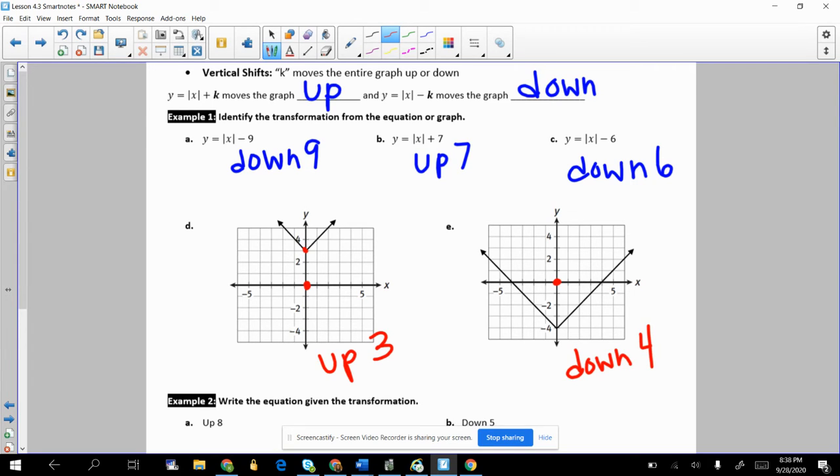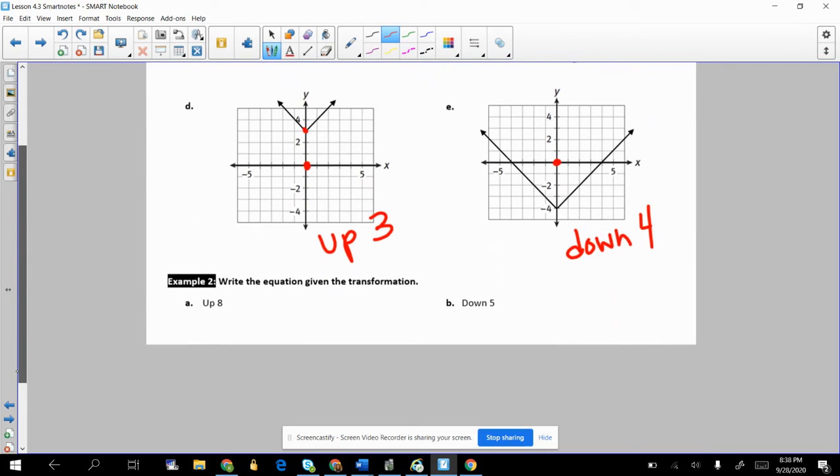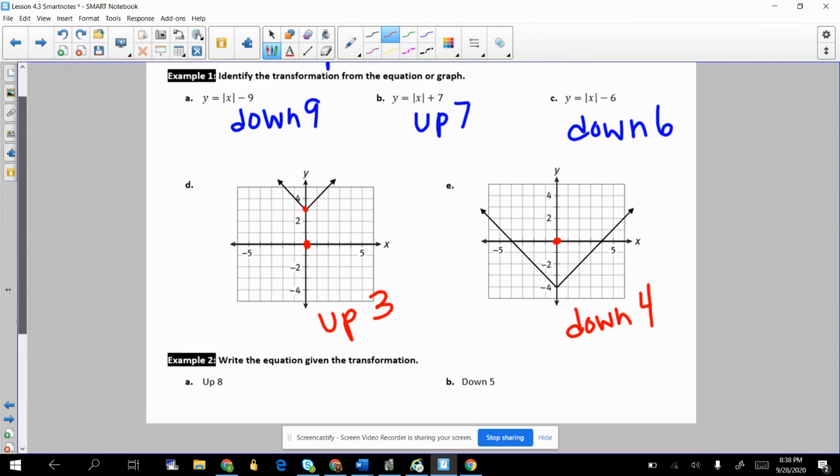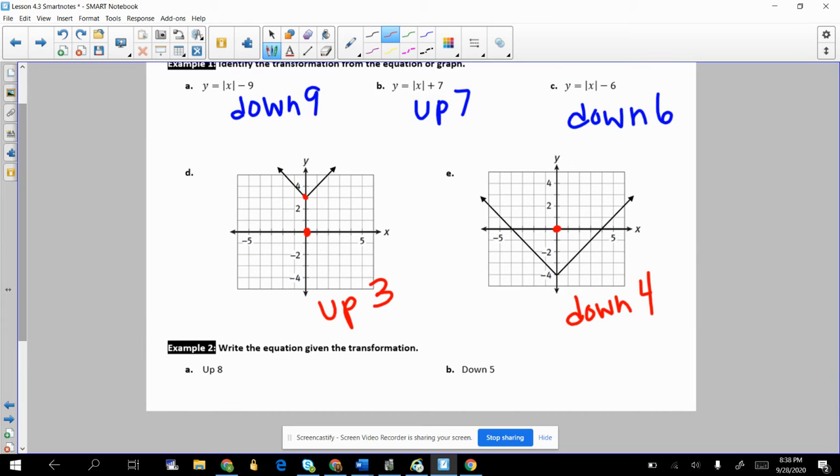Okay? Cool. All right, then moving along here, now we're kind of looking at the opposite way where it's asking us to write the equation given the transformation. So in this case, and again, you can write it as y equals f of x equals whatever you want. But if it has moved up 8 units, we would write that as y equals the absolute value of x and then plus 8. If it has moved down 5 units, we would write that as y equals the absolute value of x and then minus 5.